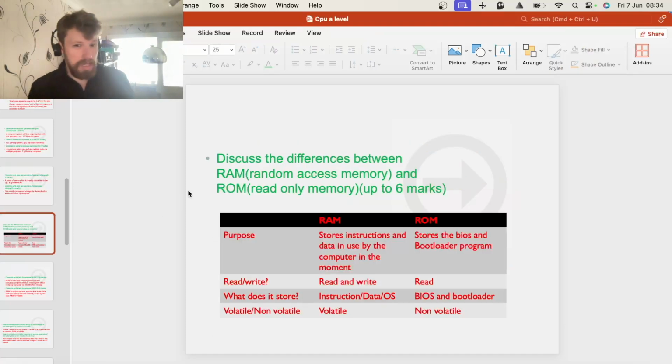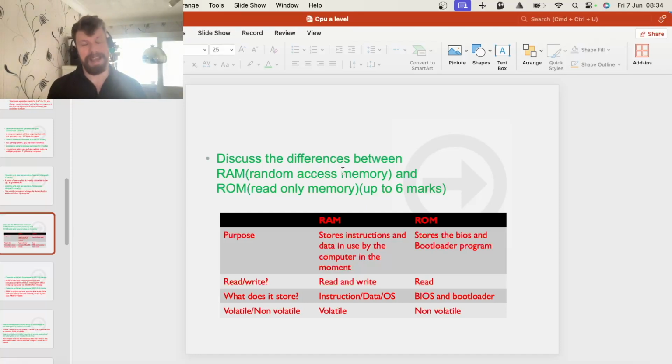They do sometimes get you to compare the RAM and ROM. I was doing some questions with a student the other day, and did have this. RAM stores instructions and data that are currently in use by the computer. It also stores the operating system, which is in use by the computer. ROM stores the BIOS and bootloader. The BIOS and bootloader are some of the most important programs on the whole computer. We do not want these to be changed.